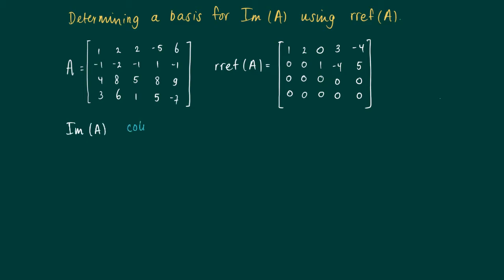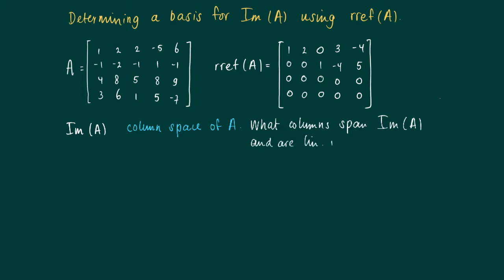Well, recall that the image of a matrix A is the column space of the matrix A, which means that the image consists of all linear combinations of the columns of A. So now the question is, what columns of A span the image of A and are linearly independent? Since then we would have a basis for the image of this matrix A.